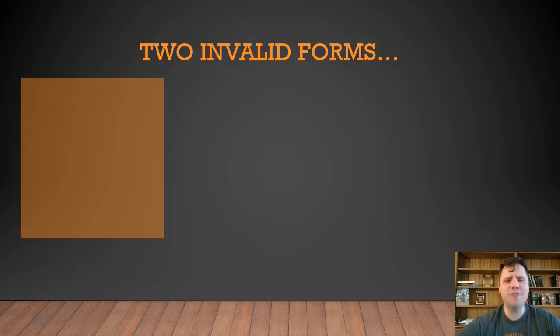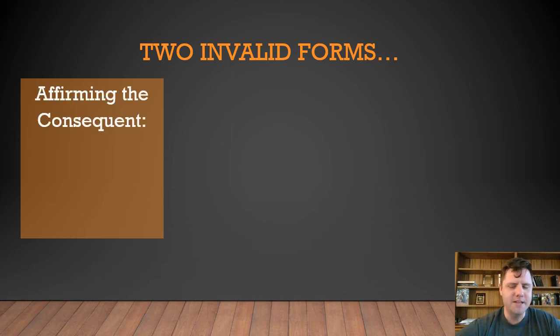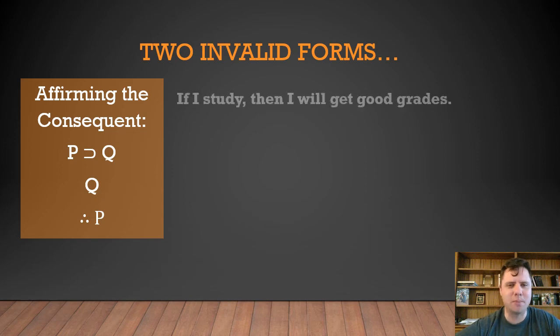Now, there are two invalid forms of mixed hypothetical syllogism, and you'll see in both these cases we're just flipping it in the wrong way. So first of all is the problem of affirming the consequent. If P then Q, Q therefore P. Now, this is a problem. This is not valid reasoning. And let me show you through a couple of examples.